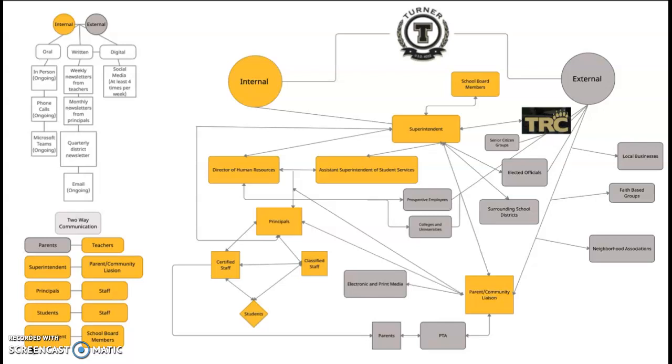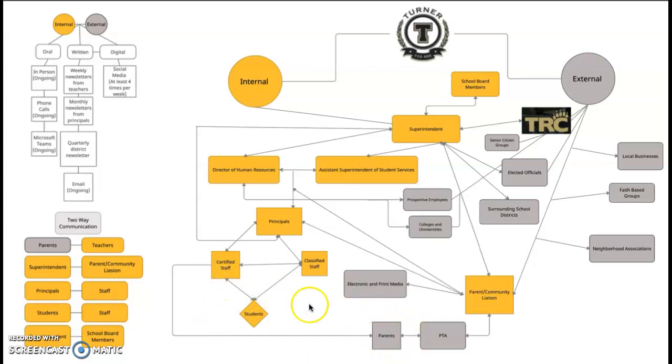So when looking at the internal communication within our school district, I very quickly found that all of our internal communication starts with our superintendent. It's a very top-down approach. He communicates with the Director of Human Resources and Assistant Superintendent of Student Services. They then communicate down to the principals, and the principals push that information out to the certified and classified staff, as well as, if you follow the flow chart, down to our parents as well.